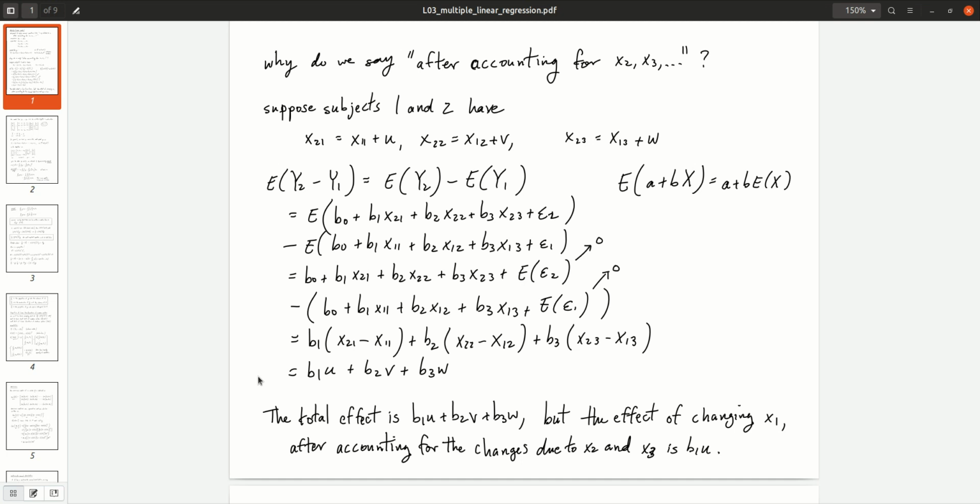So that's saying if we controlled the values of the second and third covariate and only changed the first covariate, then B1 is going to be the effect of changing that covariate. So controlling for the other two, changing one, is the interpretation for B1. And that's why we say that these regression coefficients are the effect of changing one variable after accounting for or controlling for changes in the other covariates.